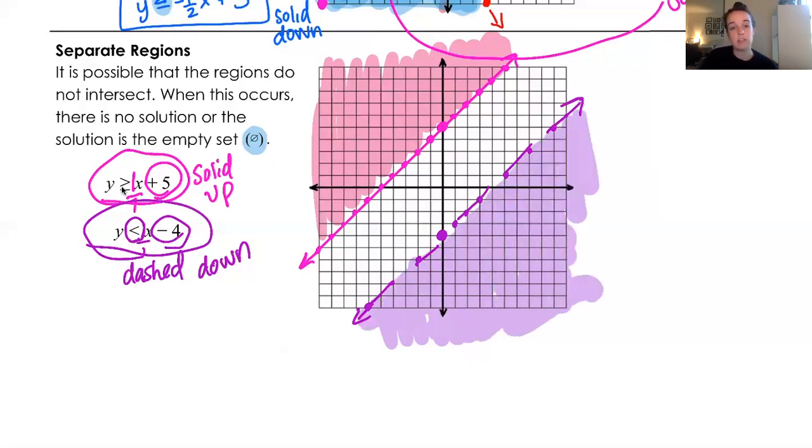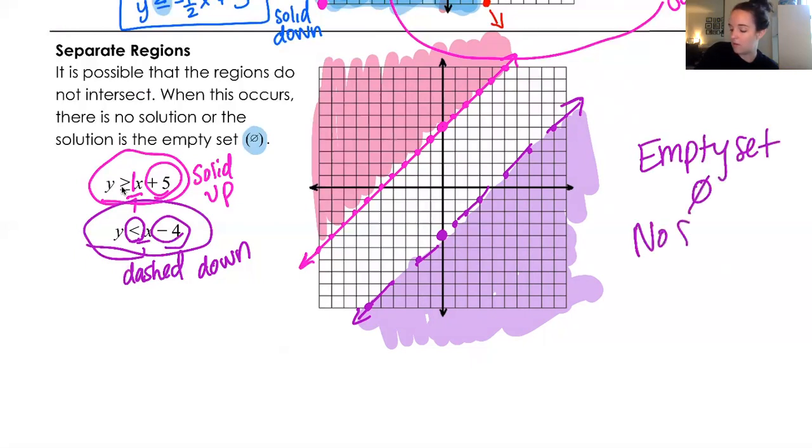Notice that they don't touch. There's no place where they intersect, and they're never going to touch because they're parallel, right? So one will always be on top and one will always be on bottom. And so this is what we would call an empty set. You could show it like this, or you can say no solution. That's probably the one we're most comfortable with. Right? So no solution.